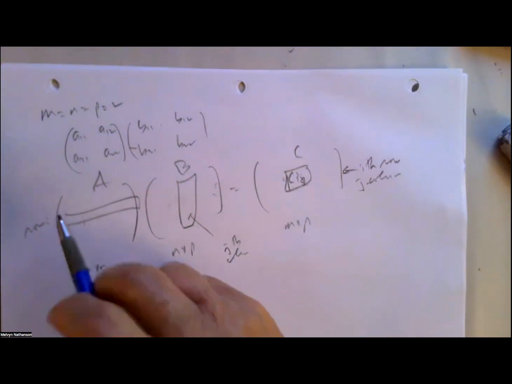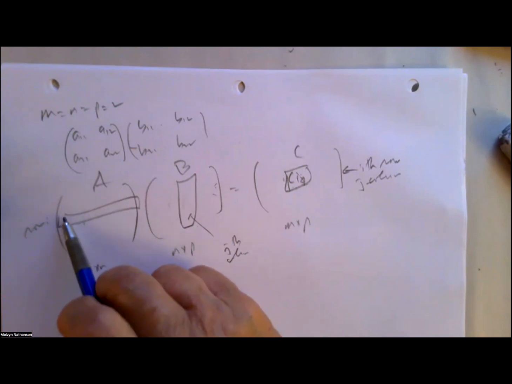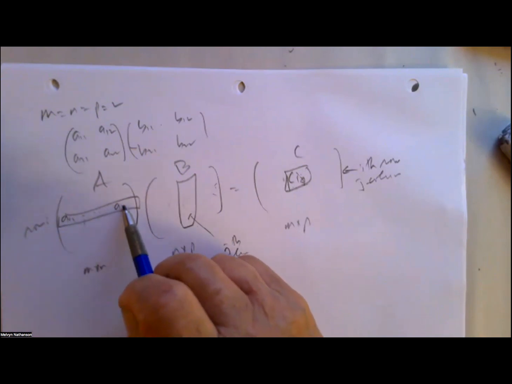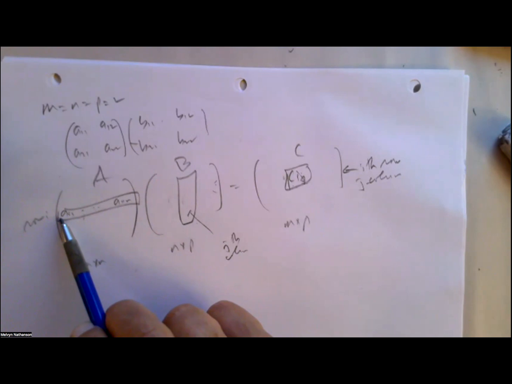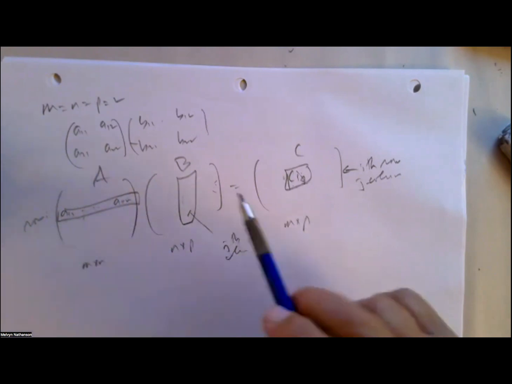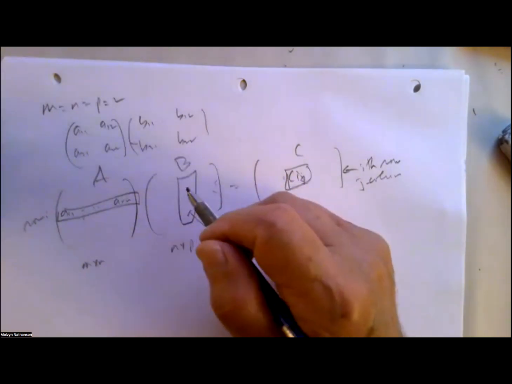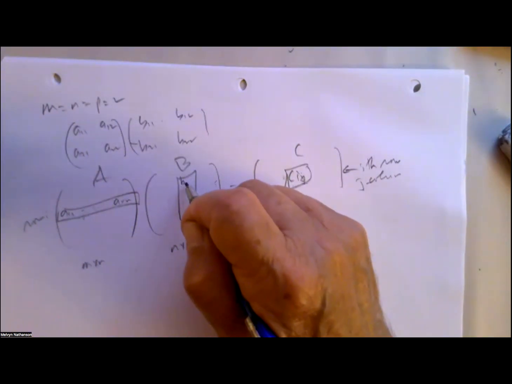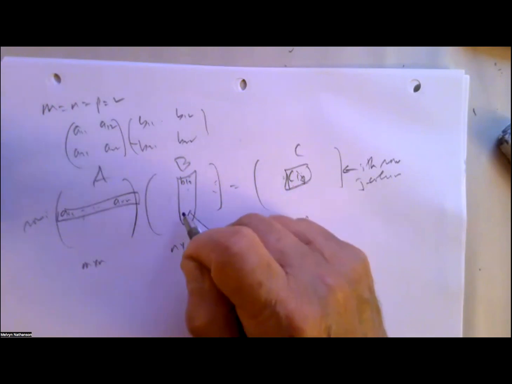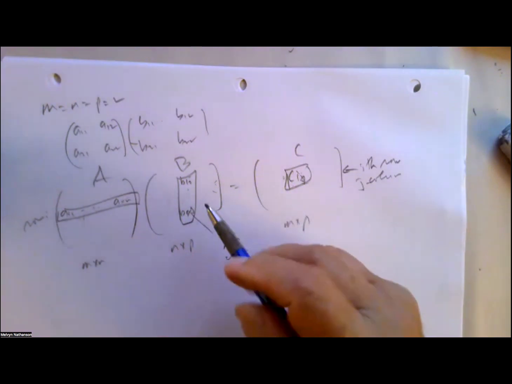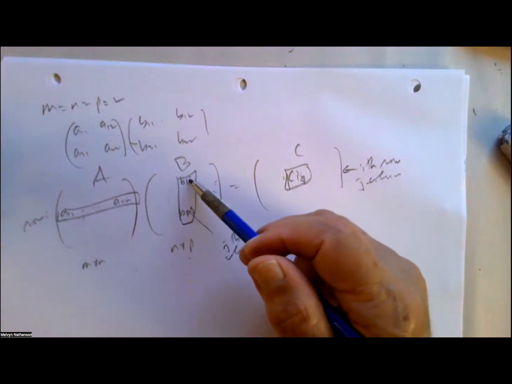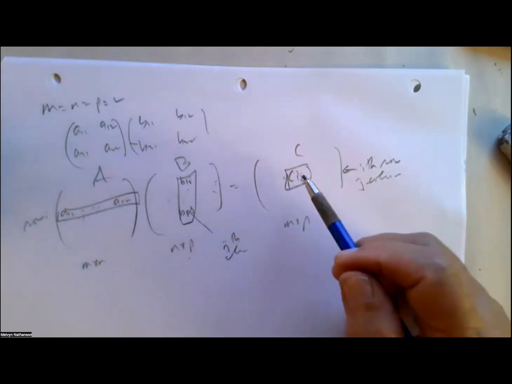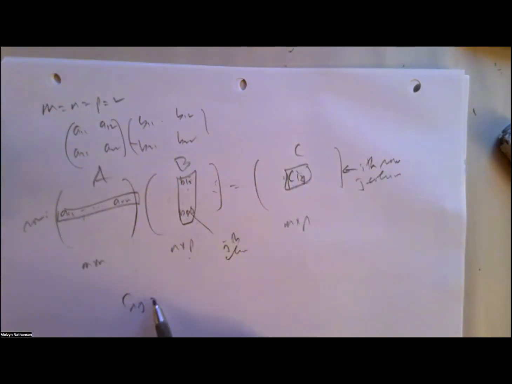The ith row will have coordinates A_i1 up to A_iN. Because this is an M by N matrix, it has N columns. So in the ith row, there are N numbers, one in each column. The matrix B, its jth column, will have coordinates B_1j down to B_Nj. This matrix has N rows. So in the jth column, there's one number in each row, there are N numbers. So C_ij will be what you get when you multiply this row times this column.